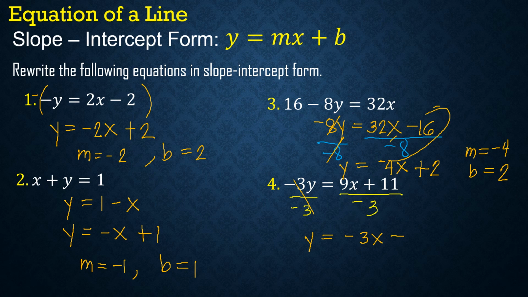So we have minus 11/3. So we have now the slope-intercept form, wherein the slope is -3 and the y-intercept is -11/3. So that is how we rewrite equations in slope-intercept form. And the first thing, or the basic thing you need to consider, is to be able to separate y on one side.